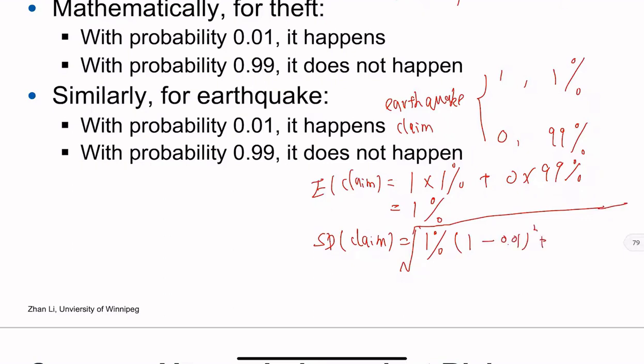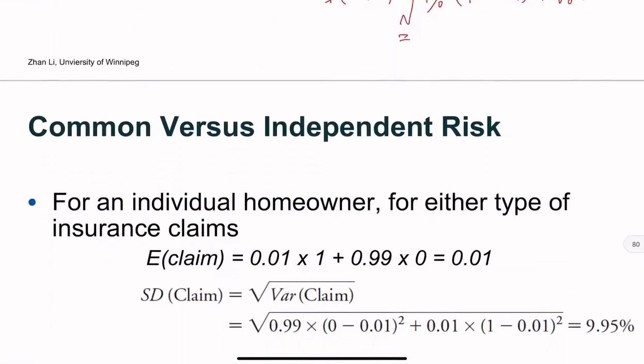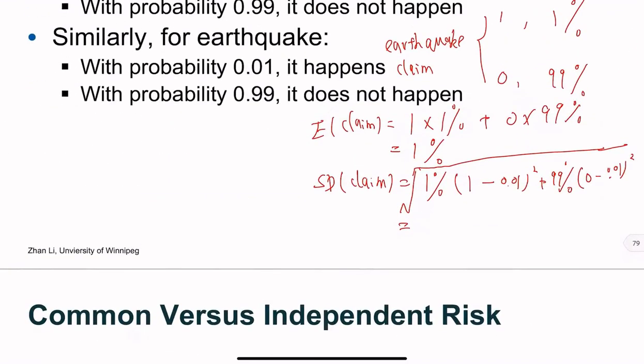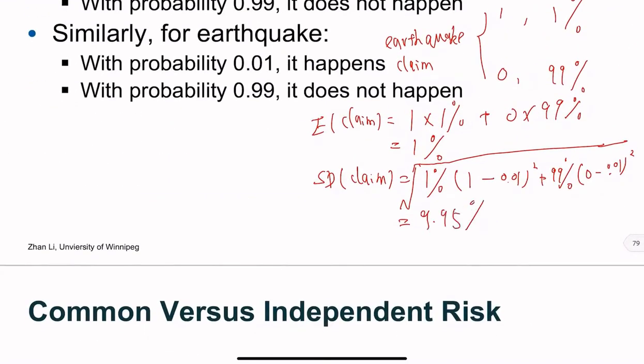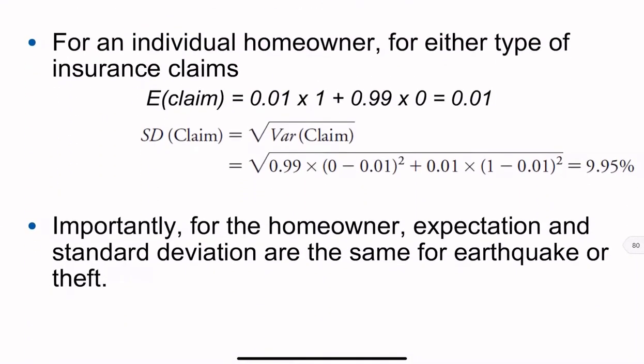And with the other case, that is, if it does not happen, the probability value is 99%, and because it does not happen, we have the value 0 here, minus the expected value squared, right? So this basically gives us 9.95%, right?